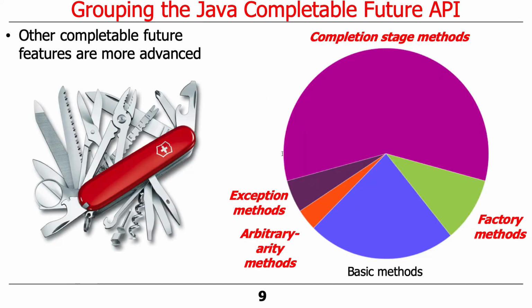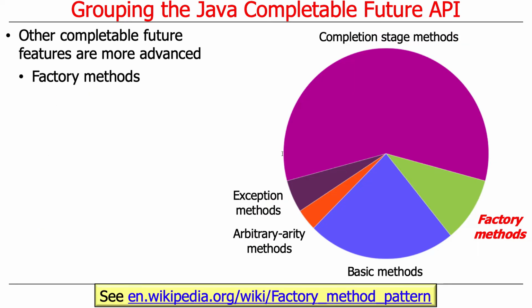The other 52 methods that are in this interface are much more advanced, and they fall into the following 4 categories. The first category we'll talk about, because they're the things that get the ball rolling, are the so-called factory methods. And you're hopefully all familiar with factory methods. We've talked about them a couple times in this class.